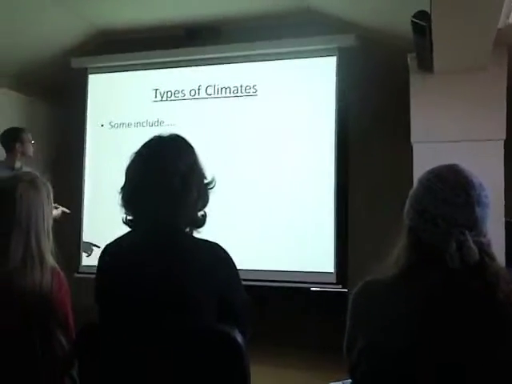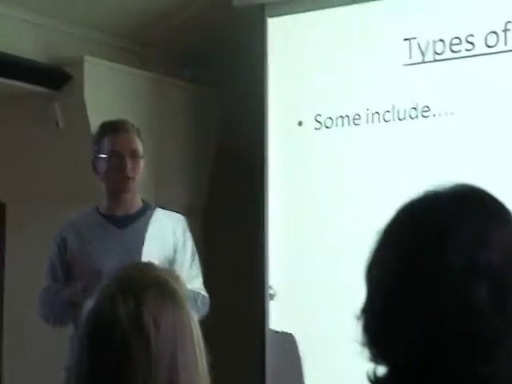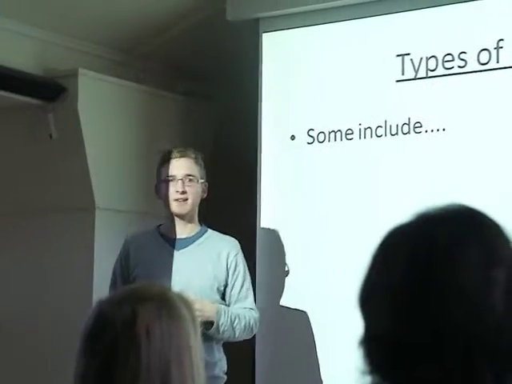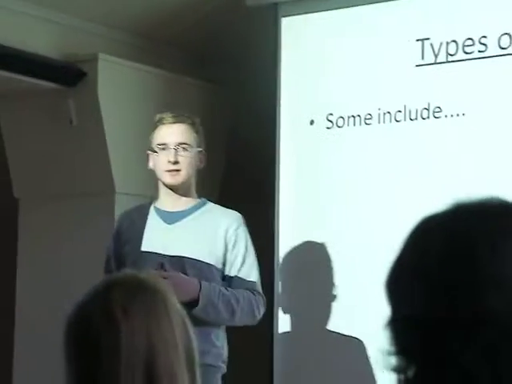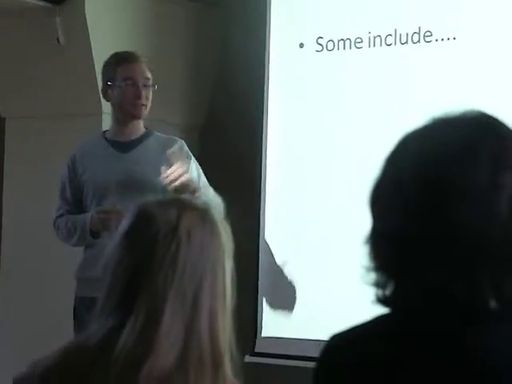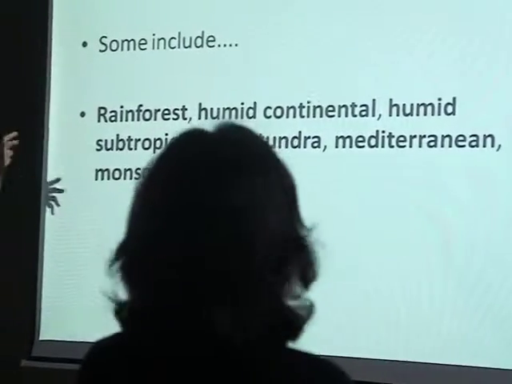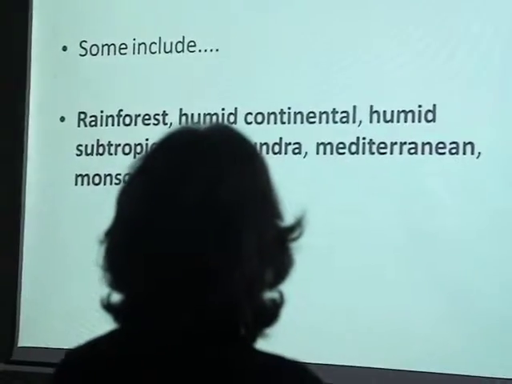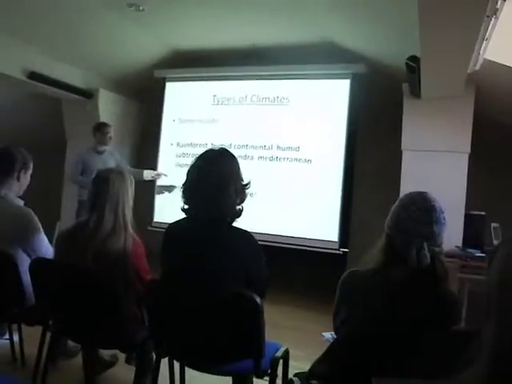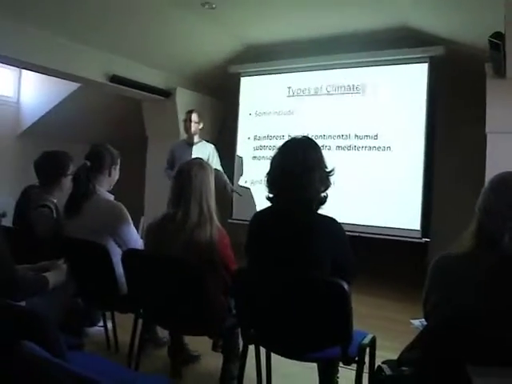Next one, and types of climates. Tropical, Mediterranean, rainforest, monsoon, arid, temperate. Okay, let's have a look. These are some of them: rainforest, humid continental, humid subtropical, Arctic, tundra, Mediterranean, monsoon. And there are many more. Please don't ask me, because I don't know.